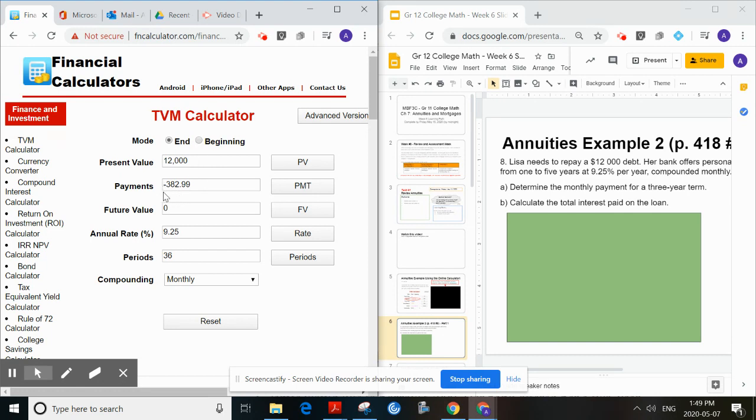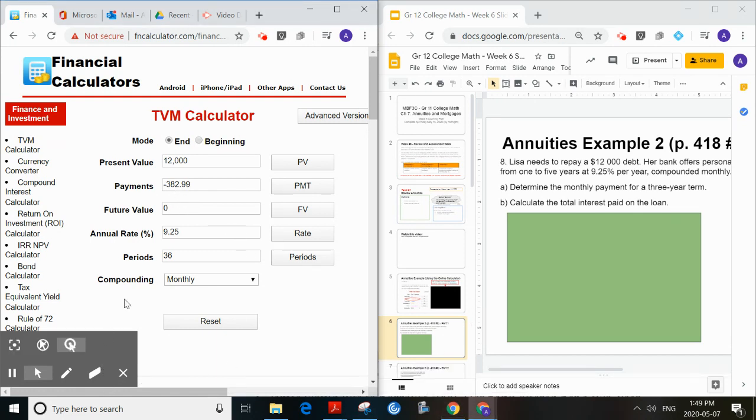Again, this number is negative because that money is leaving you and going to the bank. Right now, she has $12,000 to spend, but she has to pay back $382.99 a month for 3 years. And then we can use that to help us figure out the total interest paid on the loan.